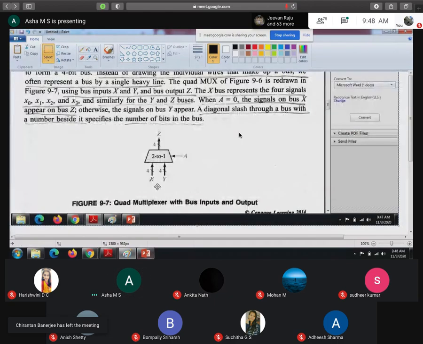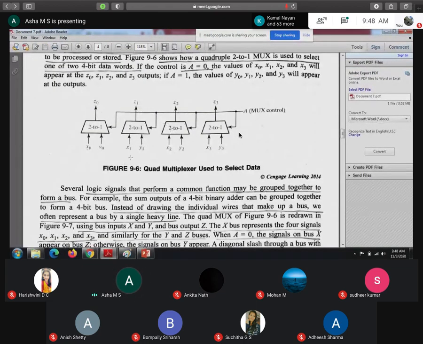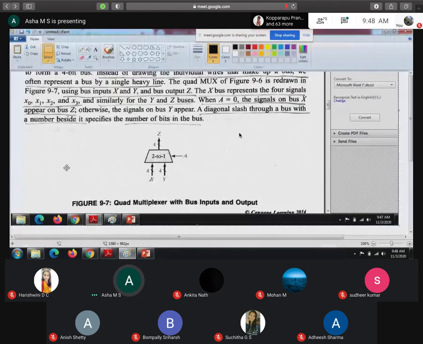So the bus, instead of drawing the individual 4 lines. When you compare with this, here we have x0, x1, x2, x3. Similarly, y0, y1, y2, y3. All these together do the same function. Instead of writing these individual signals, we are going to indicate them in terms of a bus.